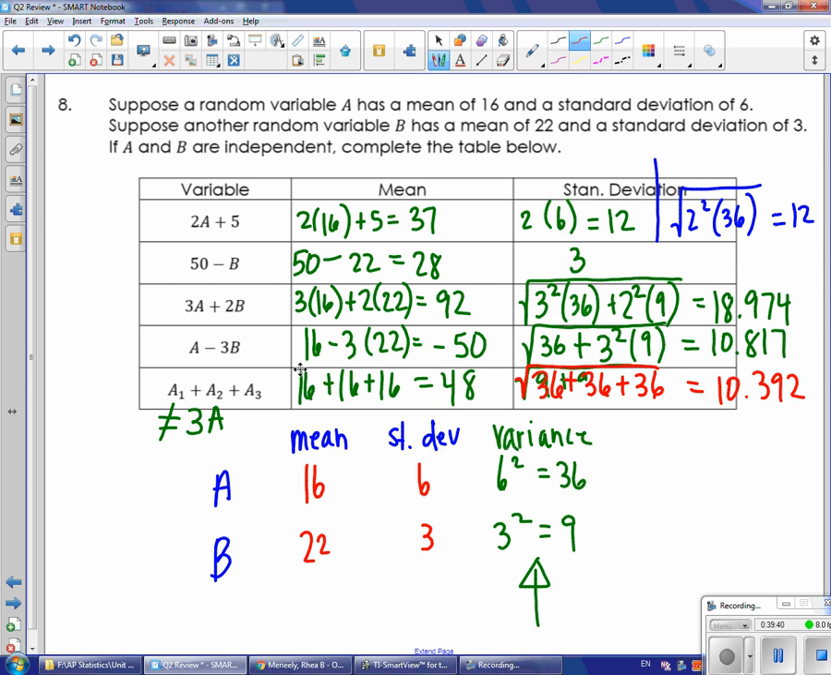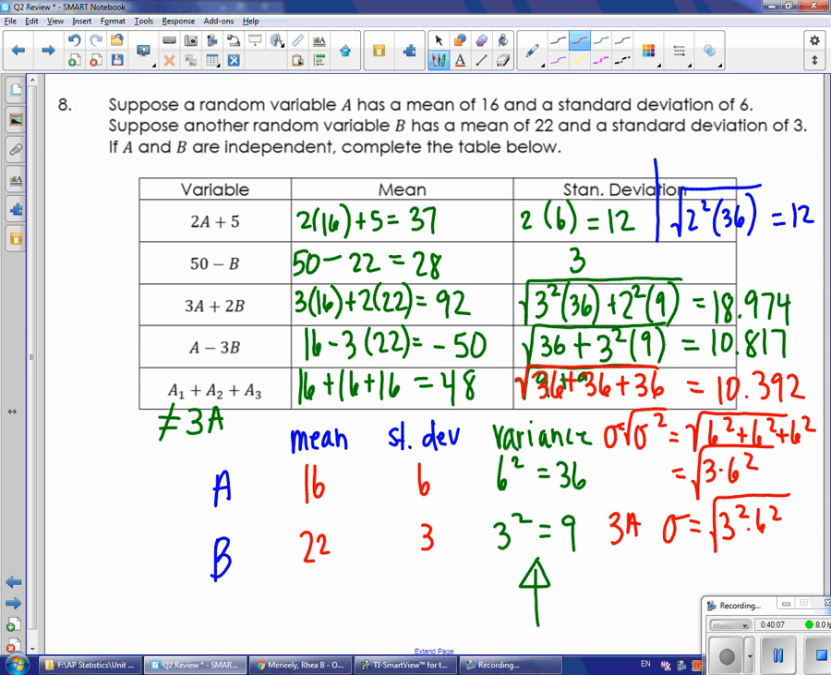So if you think about what I did in that last one, the standard deviation, I'm taking the square root of 6 squared plus 6 squared plus 6 squared, which is ultimately 3 times 6 squared, and the square root of that. If I had looked at this as 3 times a, what I would have for my standard deviation would be 3 squared times 6 squared, and the square root of that. So notice I have an extra factor of 3. So it does matter. A plus A is not the same as 3a. And there is a problem like that on the test, so make sure that you understand that distinction.